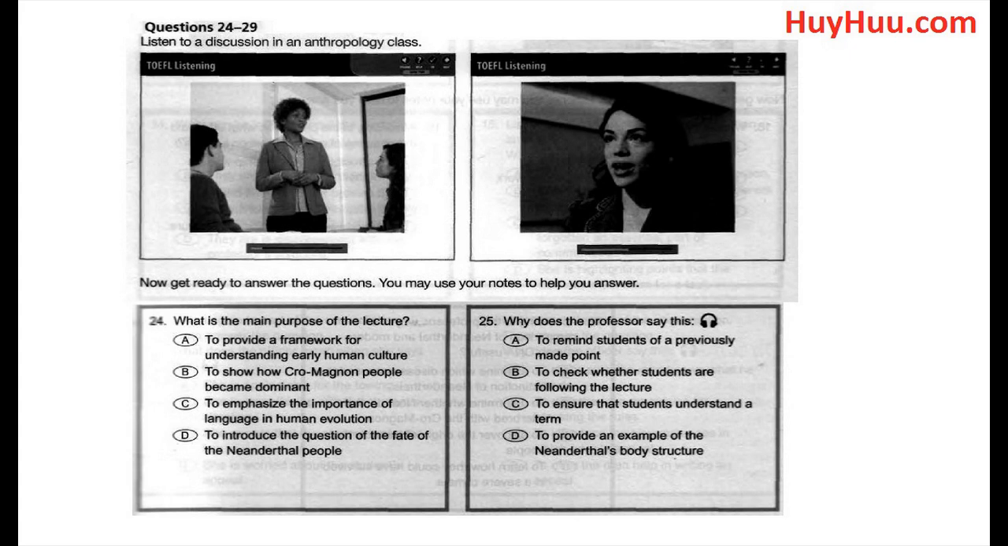24. What is the main purpose of the lecture? 25. Why does the professor say this? They were anatomically similar. In other words, their body structure was physically more or less identical to modern humans.